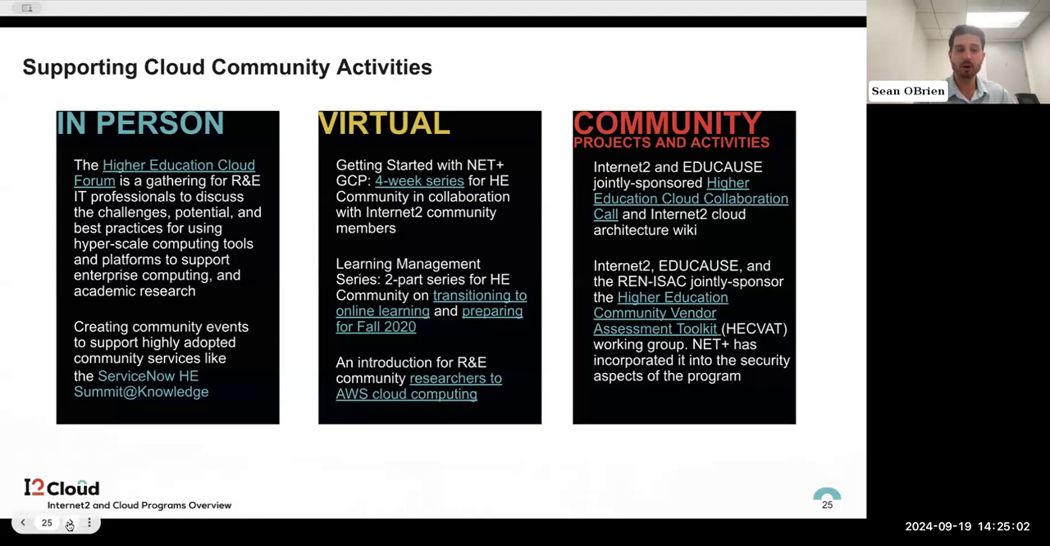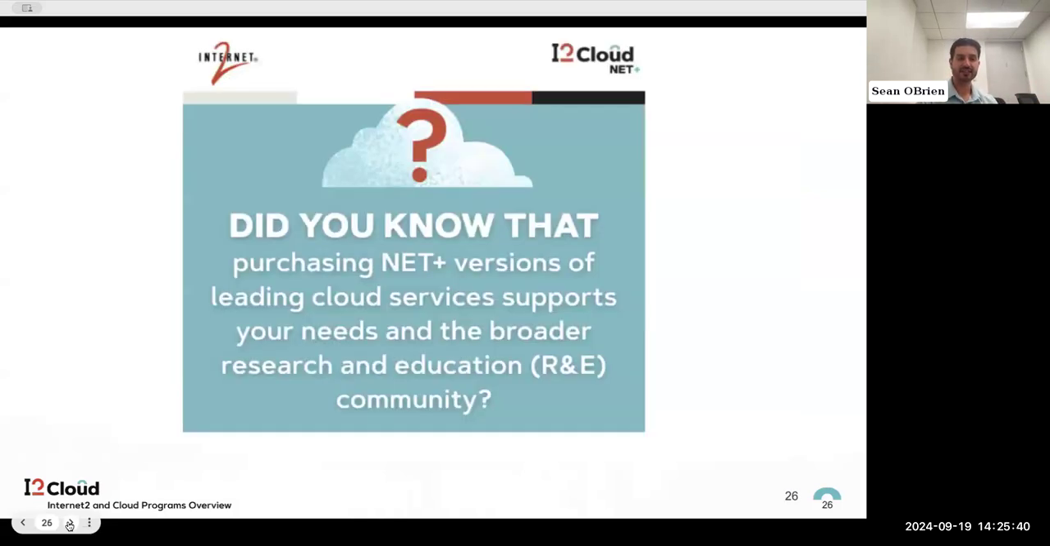Convening the community is an important thing that we do and that we invest in. We run events like the Higher Ed Cloud Forum and the Higher Ed Summit at ServiceNow's Knowledge. We run a number of virtual events, some open like this, but also many virtual events a week around the specific services in the portfolio. And we focus on how we convene the community, working with the Higher Education Cloud Collaboration Call and the EDUCAUSE CCCG, supporting the HECVAT project and other activities.